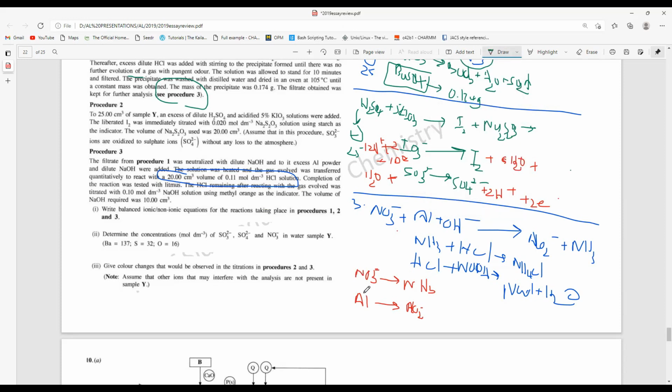So nitrogen, 1 nitrogen, 1 nitrogen, 3 oxygens. So I am going to add 3 H2O here. So you remember our method, the basic medium. Then to balance the hydrogen, here there are 6 hydrogens, 3 hydrogens, so 9 hydrogens. So I am going to add 9H plus and 9 OH minus to the side.